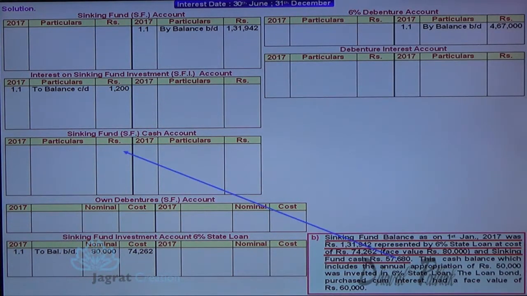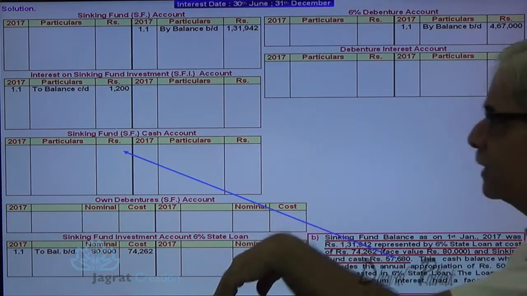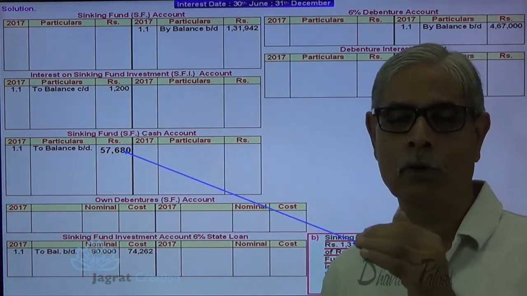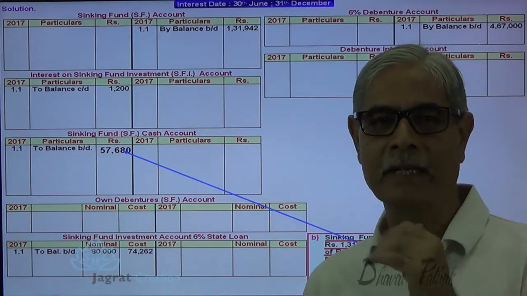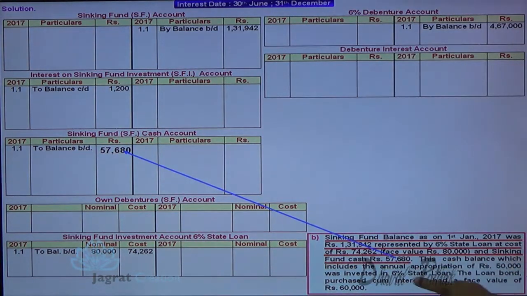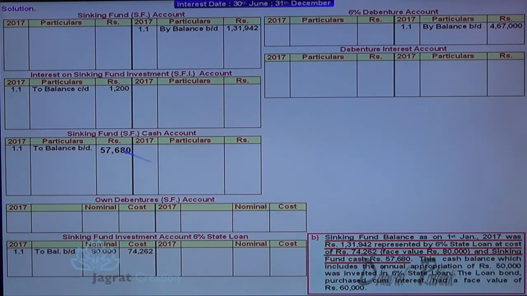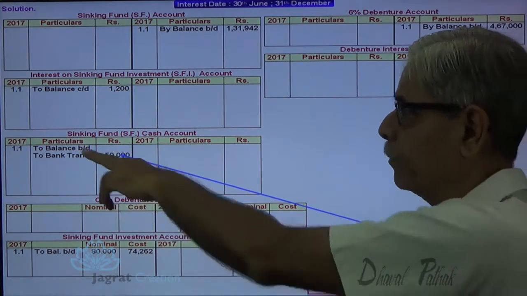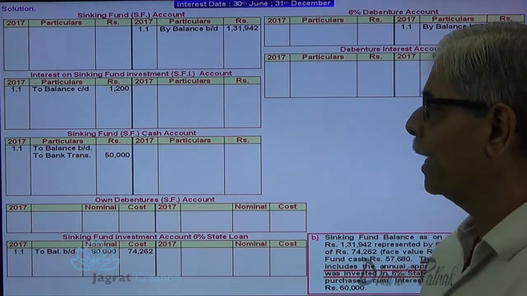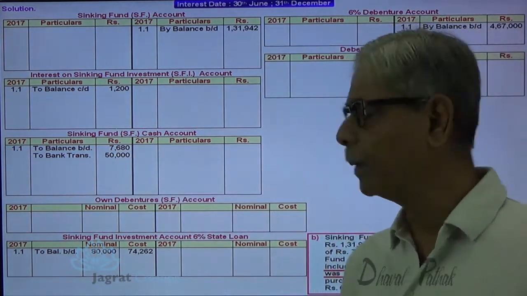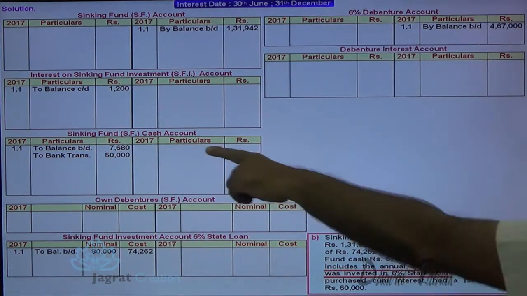Now cash. The sinking fund cash balance that is given to you is 57,680. I write it in a bold fashion because I want to bifurcate the 50,000 contribution from the real balance. This cash balance includes the annual appropriation of 50,000, so this balance includes 50,000 amount appropriated. So it is bifurcated into two parts: bank transfer 50,000, the annual contribution, and the remaining is the opening balance, 7,680. This is how this opening balance of 57,680 gets recorded.